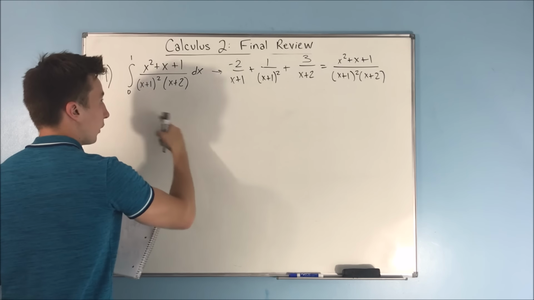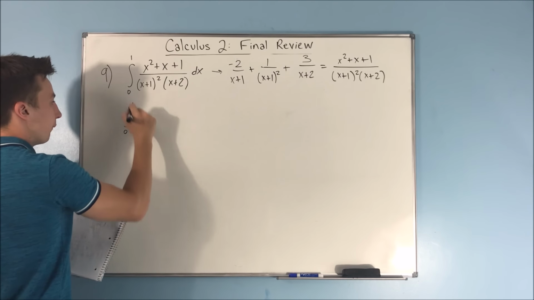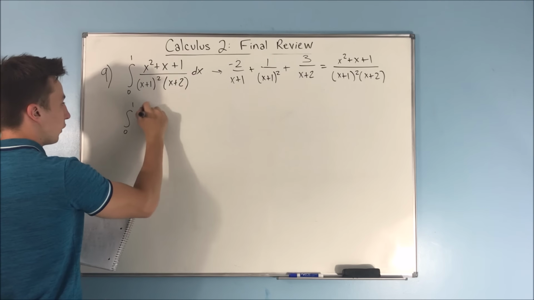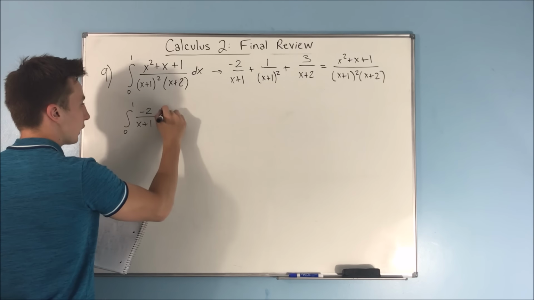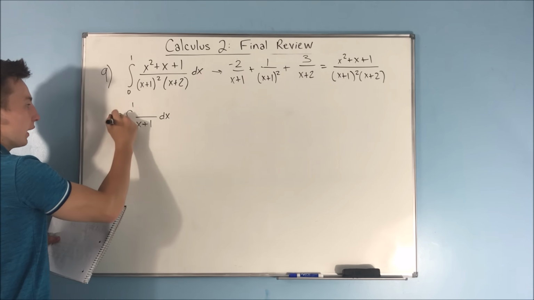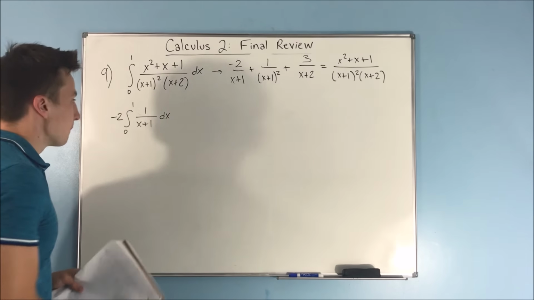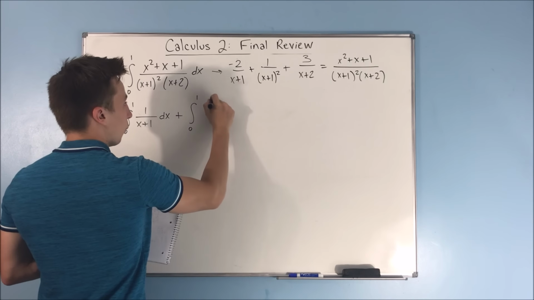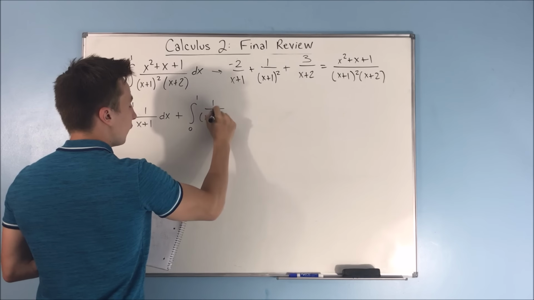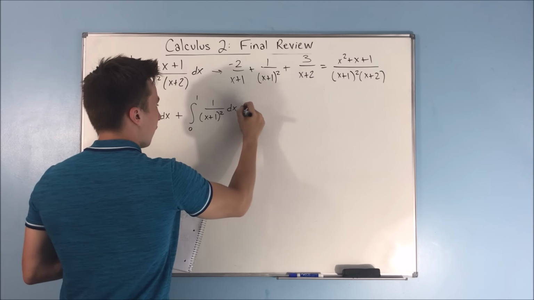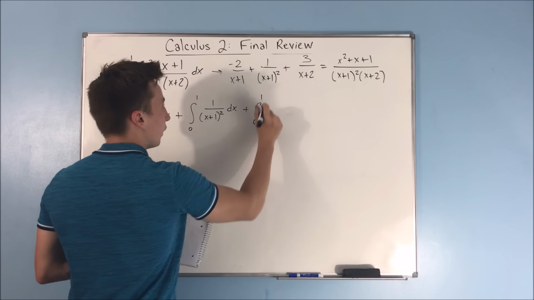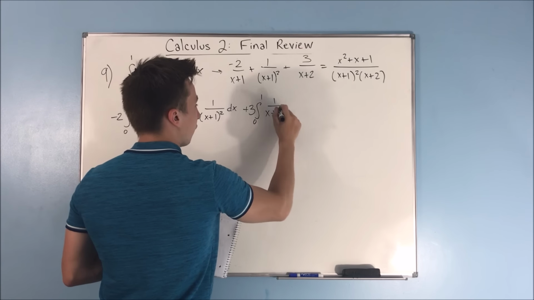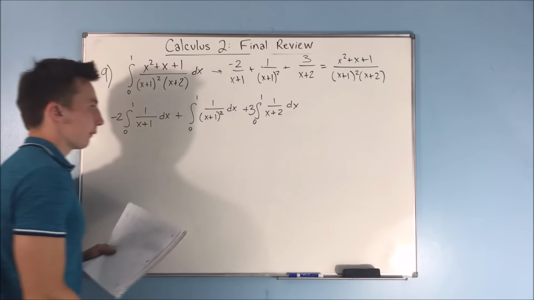So we'll have the integral right over here. The integral from 0 to 1 of negative 2 over x plus 1 dx, okay? Which is the same thing as saying put the negative 2 out here and 1 over x plus 1, okay? We have a plus the integral from 0 to 1 of 1 over x plus 1 dx, and then we'll have plus the integral from 0 to 1 of, we can pull that 3 out, so we get 3, the integral from 0 to 1 of 1 over x plus 2 dx.